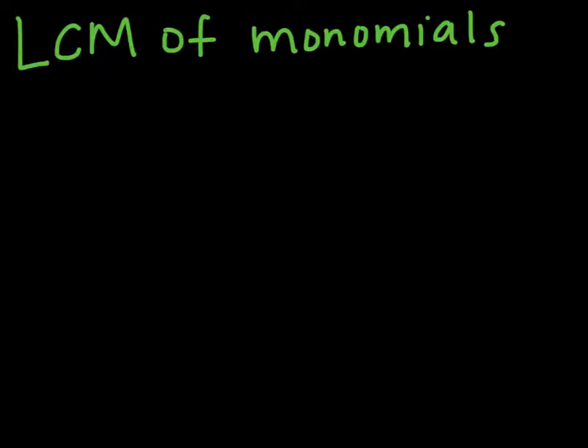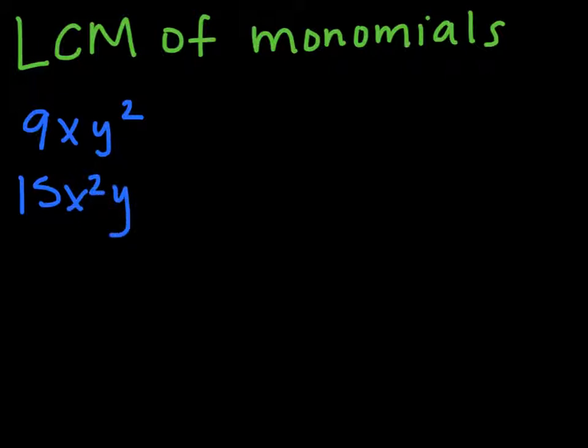Now let's find the least common multiple of monomials. If we compare two monomials, 9xy squared and 15x squared y, we have one technique that we can use that will reliably help us find the least common multiple. First, we factor.